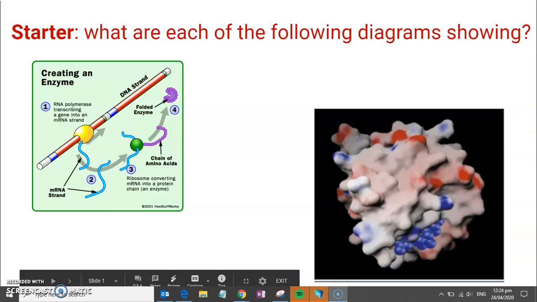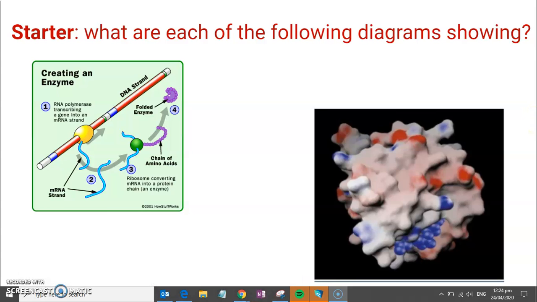Hi guys. Today we're going to be learning all about factors that affect the performance of enzymes. So things that can make enzymes work better or worse. And we're going to start with just a kind of recap on what we've learnt so far about enzymes.